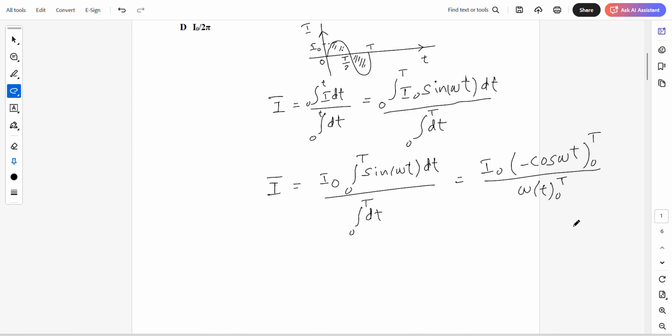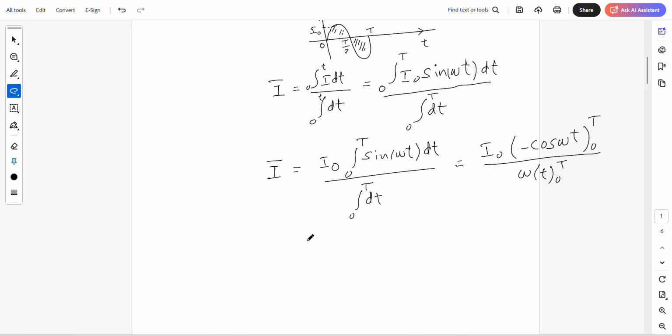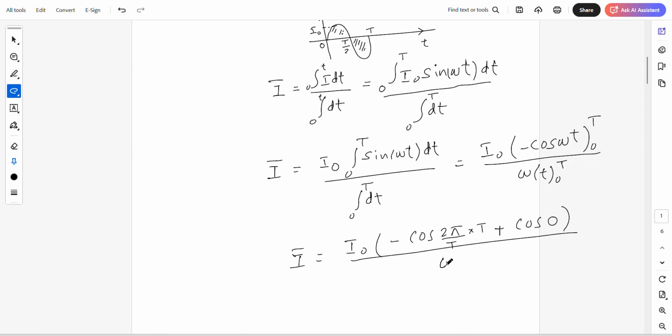Now I average is equal to I naught times minus cos of omega into the upper limit T, that is 2 pi by T into T, minus of, minus into minus becomes plus, cos of 0, the lower limit, divided by omega into T. Okay, T gets cancelled.